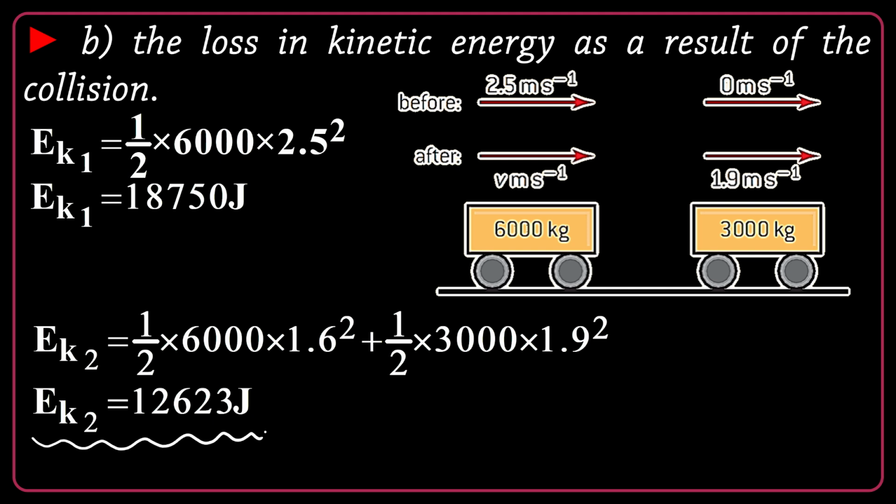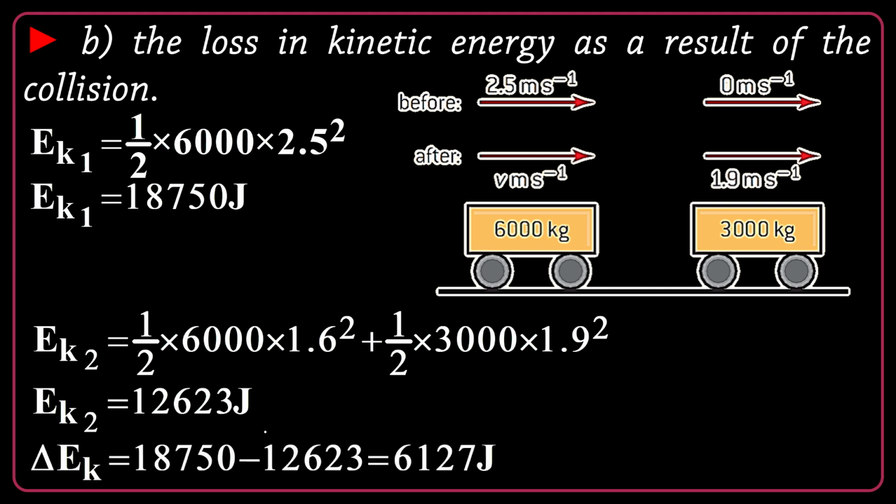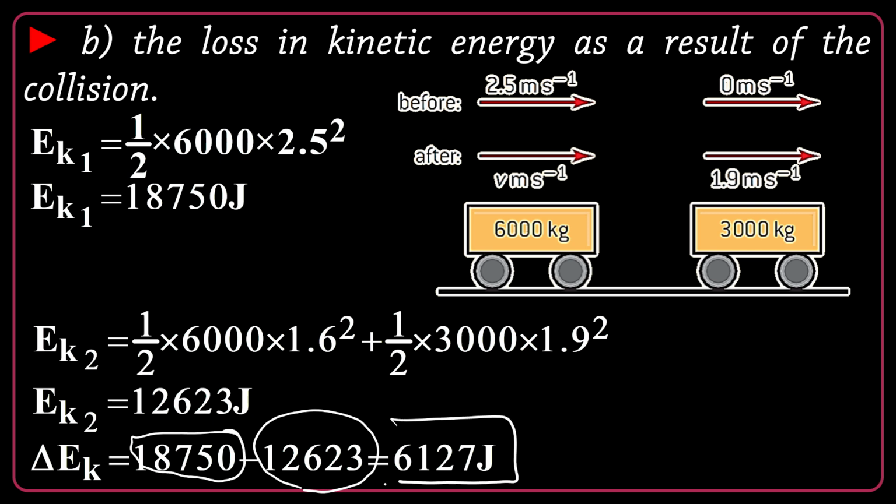Anyway, it's smaller than EK1, so the change in kinetic energy will be the final kinetic energy minus the initial kinetic energy. And the answer is going to be 6,127 joules. This is the kinetic energy loss as a consequence of the inelastic collision.